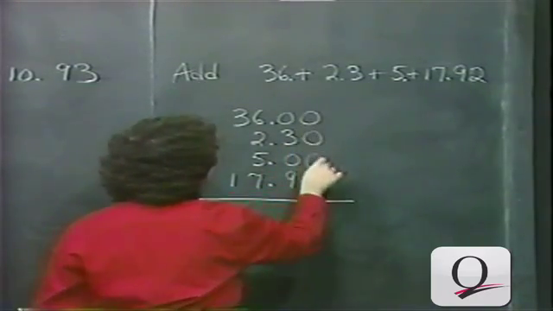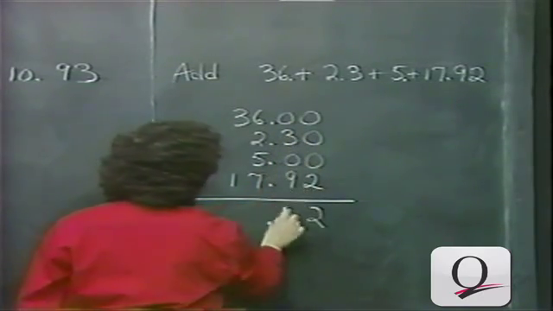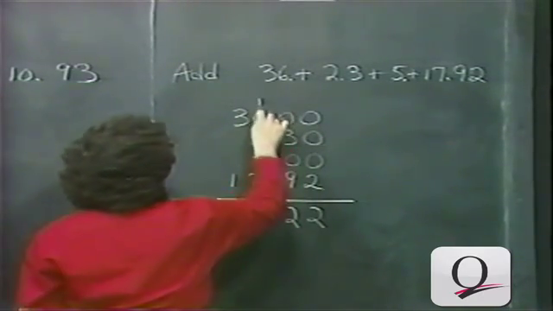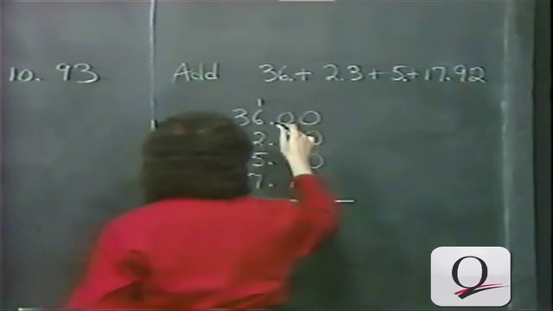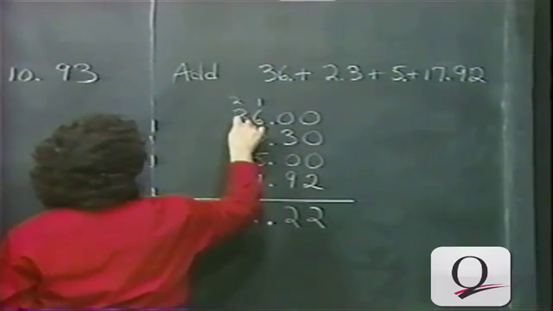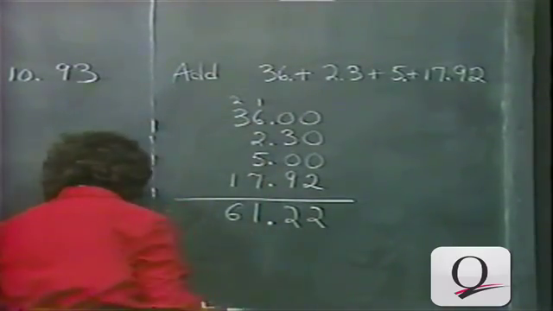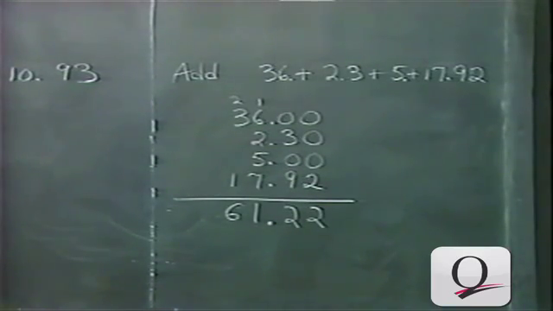So 0 plus 0 plus 0 plus 2, 0 plus 3 plus 0 plus 9, that's 12. 1 and 6, 7 and 2, 9 and 5, 14 and 7, 21. 2 and 3, 5 and 1, 6. So 61.22, or 61 and 22/100.